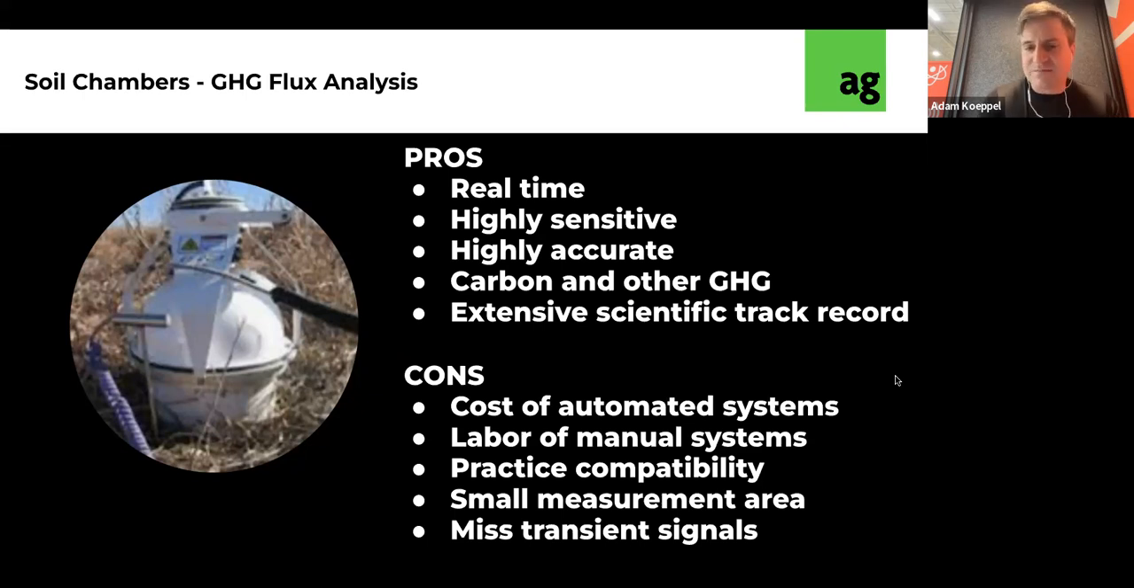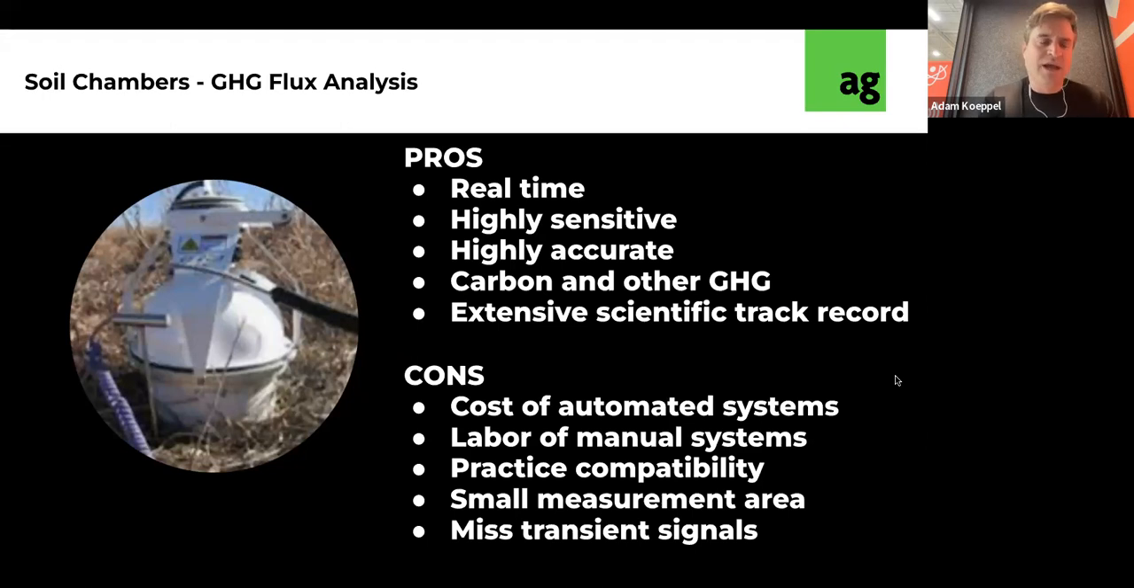We're going to run into practice compatibility issues again on actively cultivated farms. These devices, especially the automated ones, can be very expensive, and you don't want to be hitting them with tractors or mowers or sprayers. They also fundamentally measure a small area, which is the area directly under the chamber, which is challenging because if you haven't selected the right area of soil to measure, you're not sure that it's representative of the field.